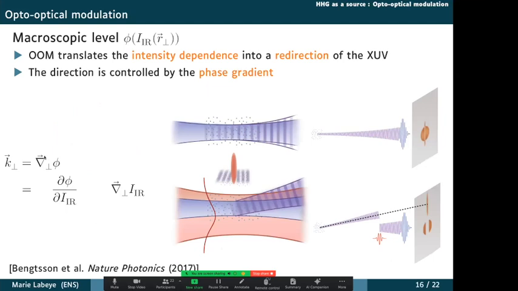So at the macroscopic level, the idea is to translate the intensity dependence of this phase into a macroscopic redirection of the XUV emission. So why and how does it work? It's because in the beam, I have a macroscopic gas. All the different atoms here will see a different IR intensity.